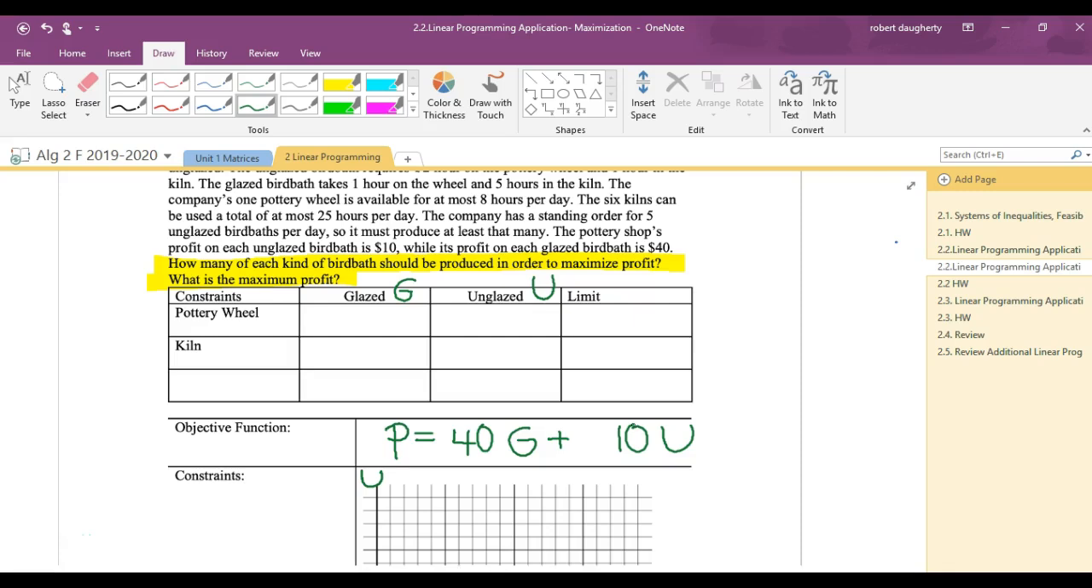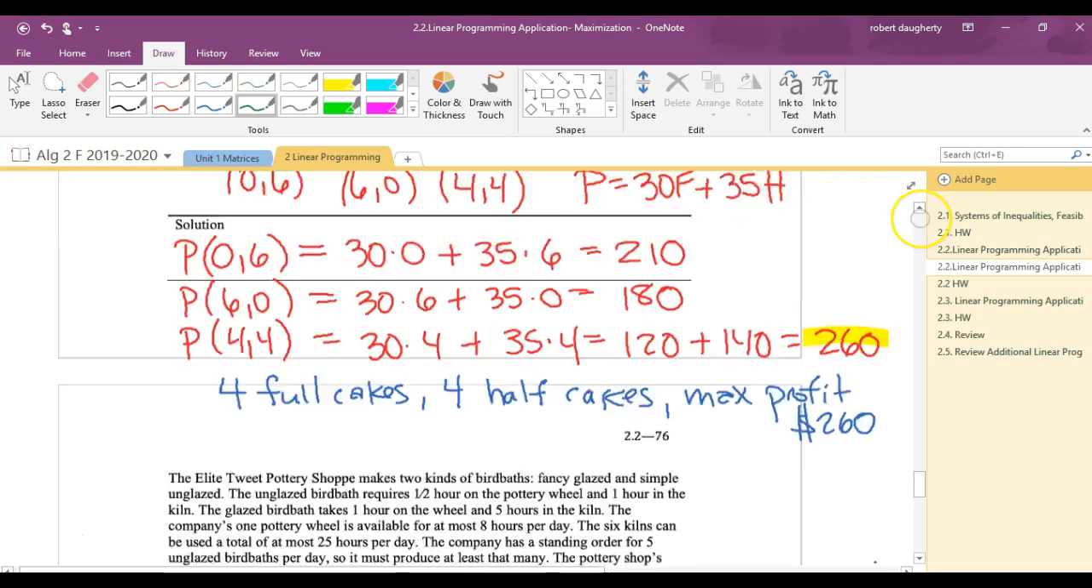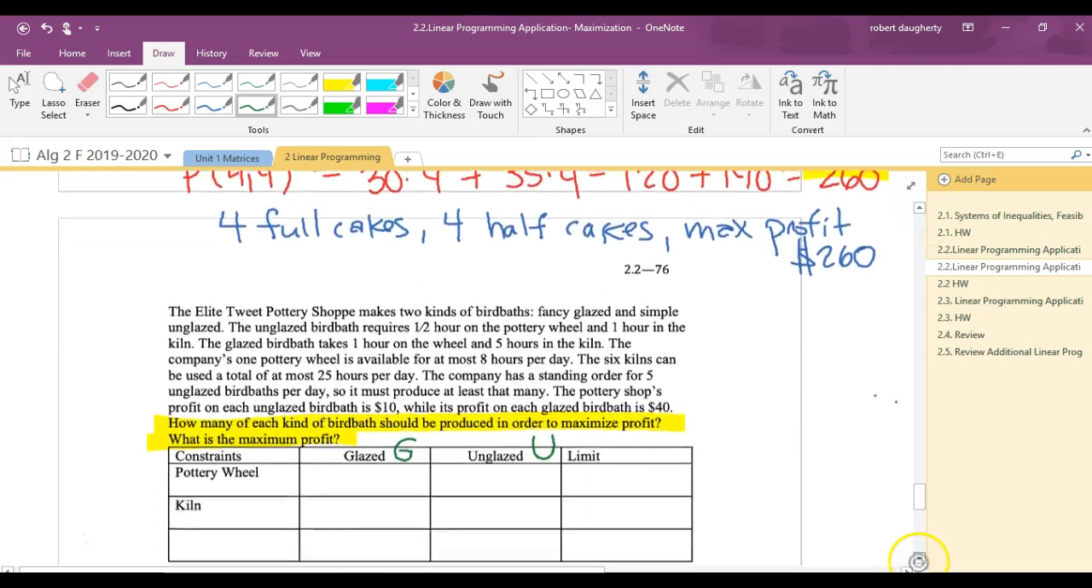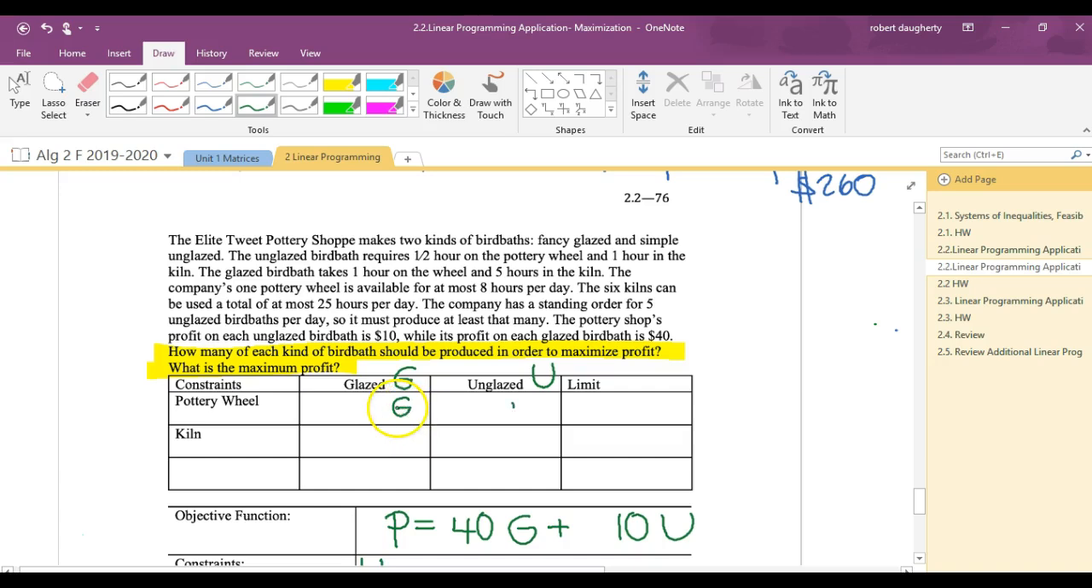Now we look at the constraints. There were a couple of constraints. There was a pottery wheel and there was the kiln. You're going to have constraints like this. Okay, so let's look at the pottery wheel. The glazed bird bath takes 1 hour on the wheel. And then what about the unglazed on the wheel? The unglazed takes 1/2 hour. I'll just go ahead and write it 0.5, so it takes 0.5 hours.